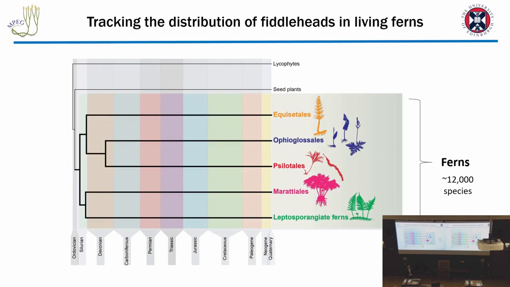captures a diversity of roughly 12,000 species. So they're an incredibly diverse group. And so for the first time, we could ask ourselves, when did fiddleheads evolve, and are they present amongst all major groups of plants today?